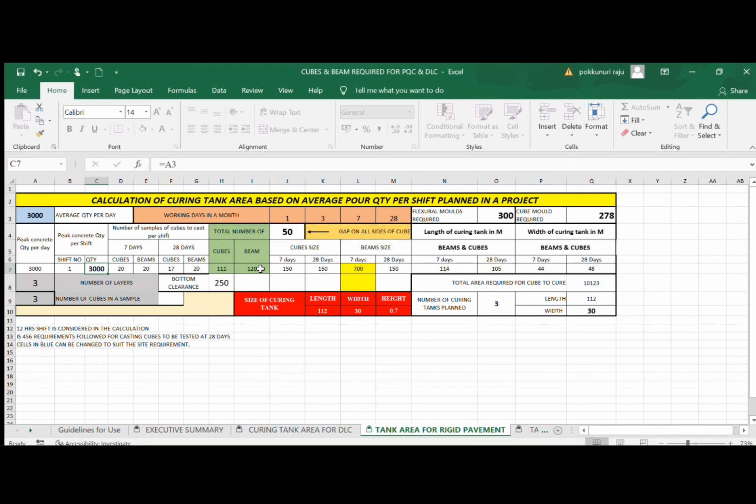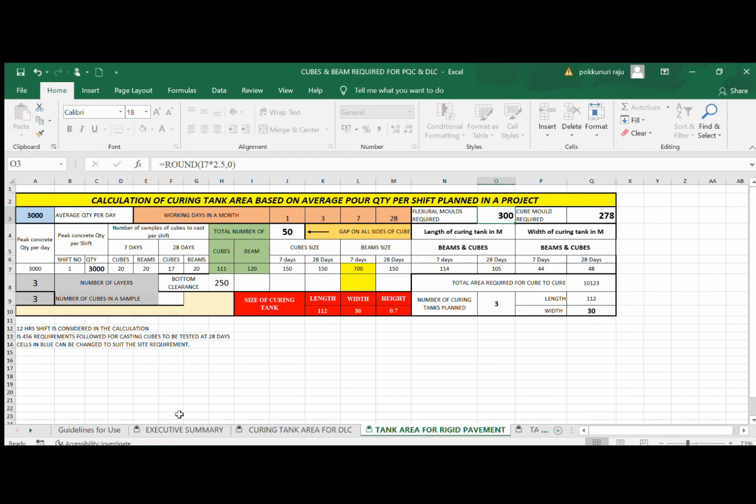So this is how the total number of flexural moulds required will be 300, and the total number of cube moulds required specifically for PQC alone will be 278, and the area required will be around 10,000 square meters just to keep curing these 300 beams and 278 cubes for 28 days and 7 days testing.